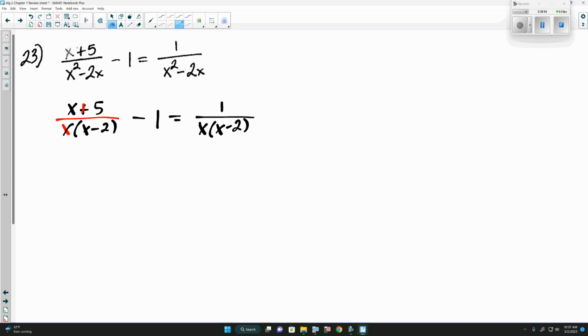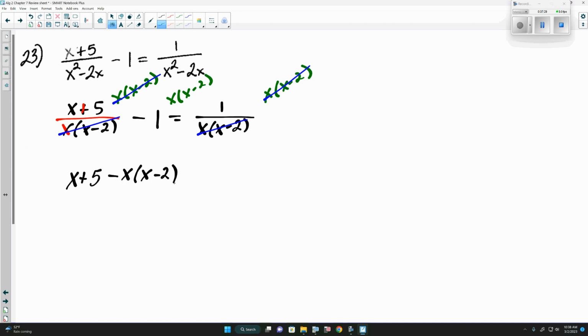The other one is the exact same. And then once we get it factored, now we know we need to multiply everything by x times x minus 2. Now on the far left, the x and x minus 2 will cancel with the x and x minus 2. The one on the other side will simplify out, leaving us with x plus 5 minus x times x minus 2 is equal to 1.